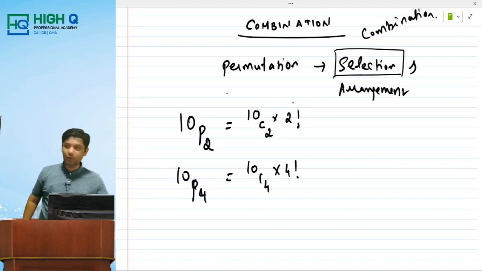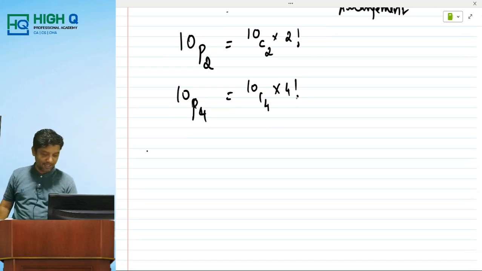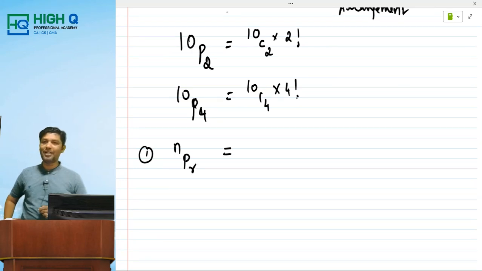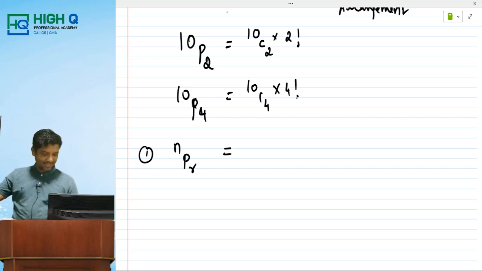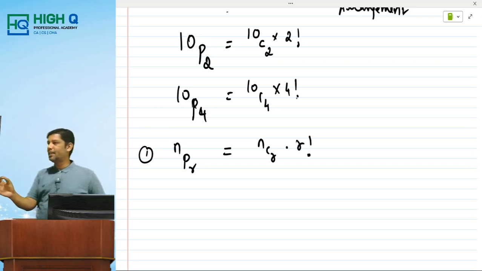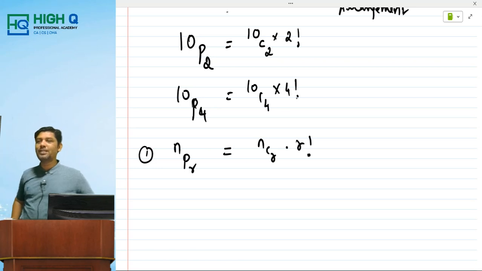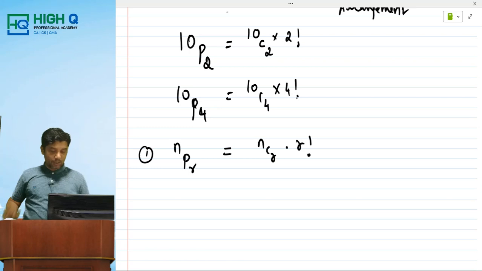I think now you built the formula. It is not about deriving the formula, you built the formula. Now listen here, my dear. Out of n, r to be arranged. Tell me, what will come? nCr. Wow. nCr into r factorial. So nPr is equal to nCr into r factorial.